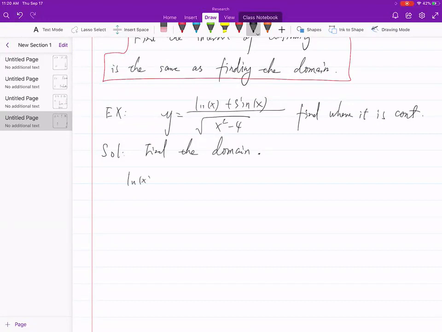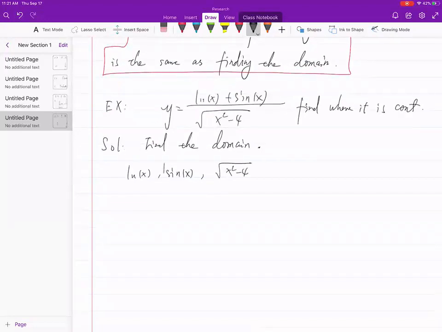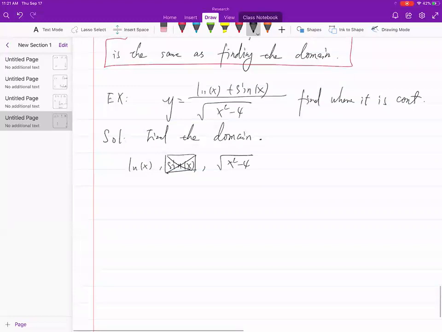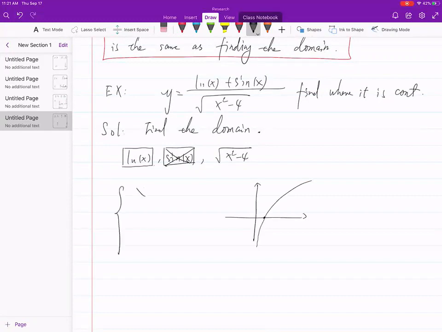You have ln x, sin x, and the square root of x squared minus 4. What's the domain of this? Everything. So no restriction. What's the domain of this? Try to recall the graph. So the domain is everything that is bigger than 0. You cannot have anything negative this side. The graph looks like that.